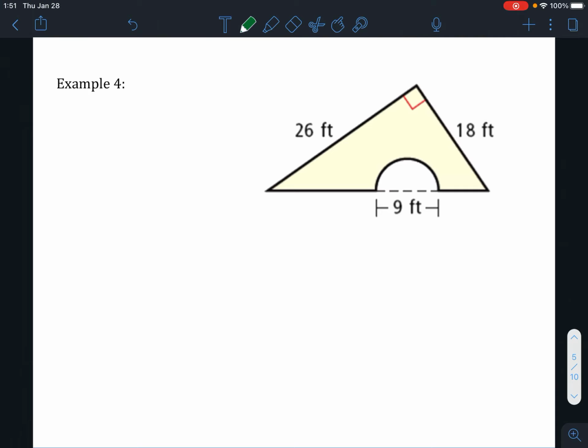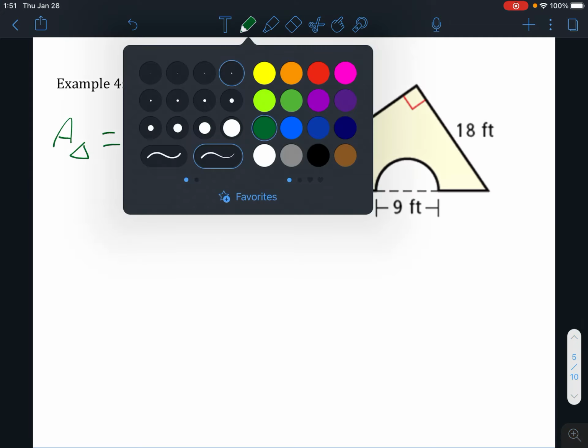So here's one where we have a shape cut out of another shape. So this is the first time we're going to be doing some subtracting. We see a big triangle and then a small semicircle cut out of it. So let's start by finding the area of the triangle, which is nice. We already have the base and the height because we see the perpendicular box there indicating that 18 and 26 must be our base and height. So the area of a triangle is 234.